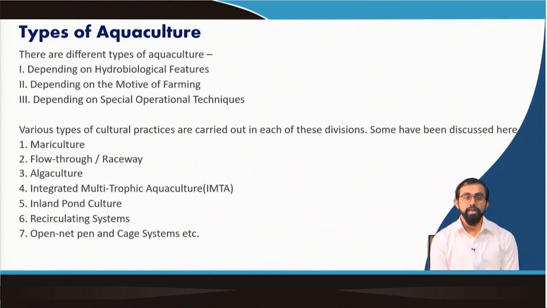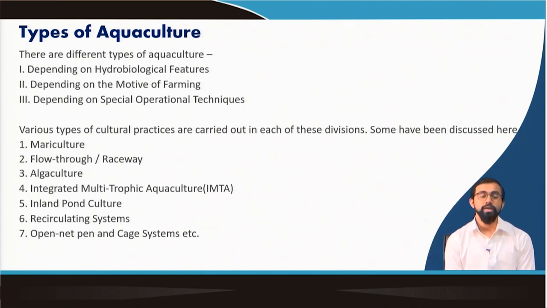Then there come the open net pen or cage systems. The open net pen and cage systems can be done in any kind of surface water bodies.